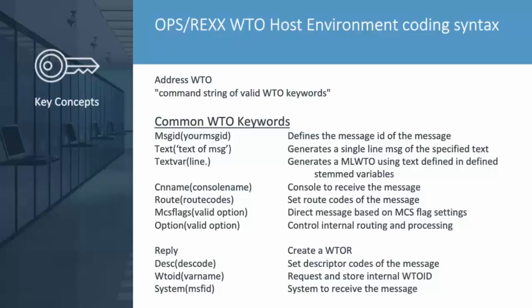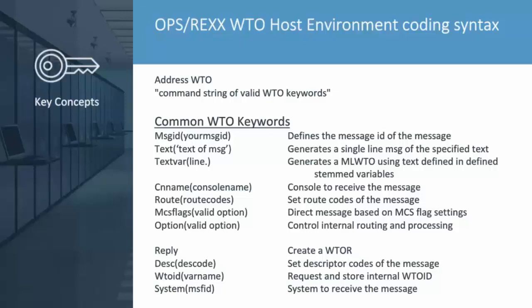The con name keyword is the primary destination keyword that would direct the message that is being created to a specific console. The route keyword allows you to set the destination of the message based on route codes assigned to specific consoles. Descriptor code of the message can be set to control how the message appears on the console, such as a descriptor code of 1 to cause a red message to be created. System descriptor codes are controlled via the z/OS MPF component.